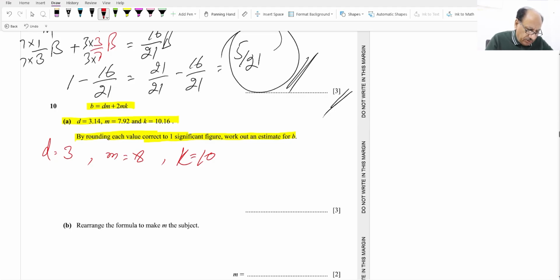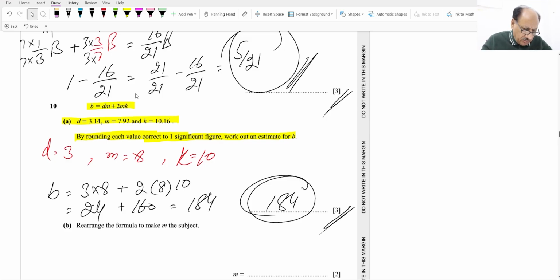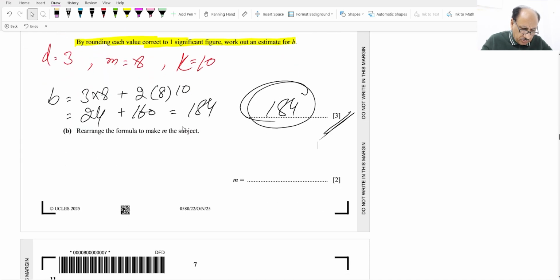Now we can replace in the formula, and the formula is B is equal to D times M plus 2 times M times K. So this will be 24, and this will be 16 into 10, which is 160, and this will be 184. So 184 will be our rounded answer over here. Okay, so this is done.